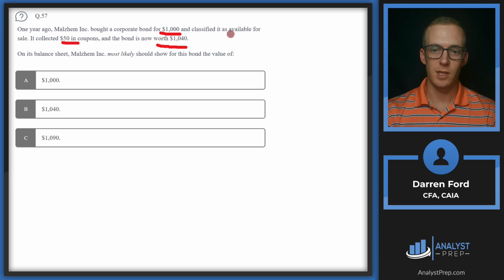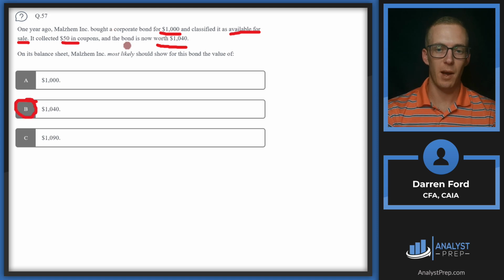So key here is going to be that available for sale classification. So for available for sale securities, we're showing the bonds at fair value. So we're going to be putting what it's now worth of $1,040. So we will go with answer B. If the bond was classified as held to maturity, for example, that's when we would start to incorporate that coupon payment, and we would end up getting a different answer. But under available for sale, we're holding at fair value.